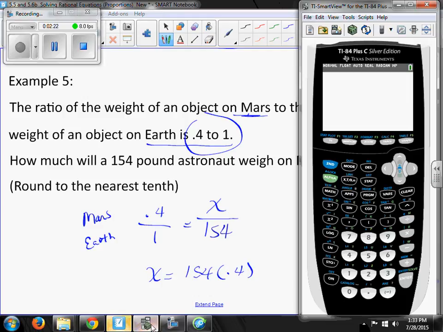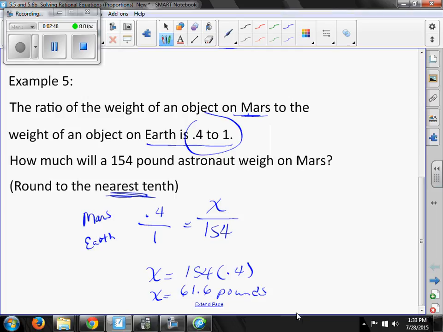X will equal 154 times 0.4. Using my calculator for that, 154 times 0.4, 61.6. X is equal to 61.6 pounds. That came out rounded to the nearest tenth. If it doesn't, you'll need to round it to the nearest tenth. This came out 61.6 pounds that the astronaut will weigh on Mars.